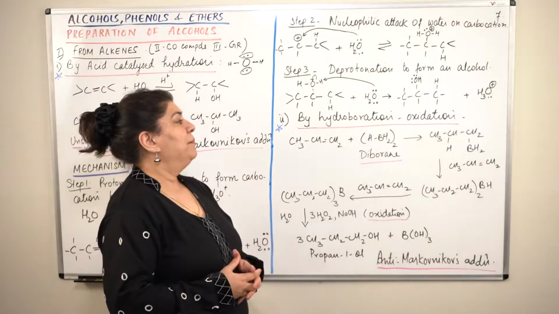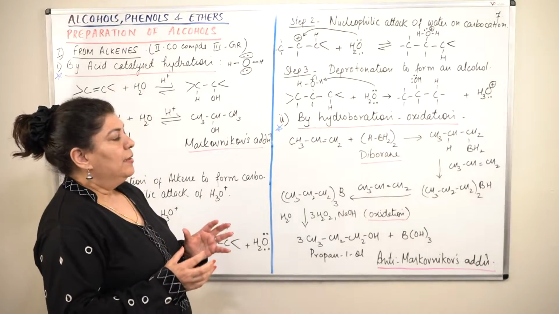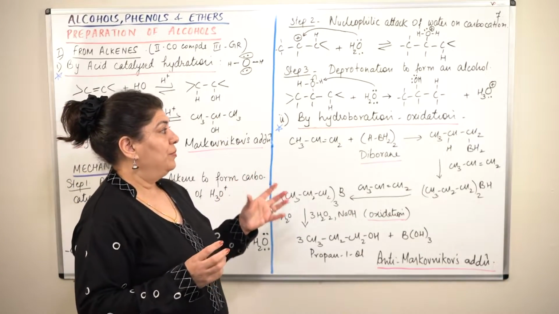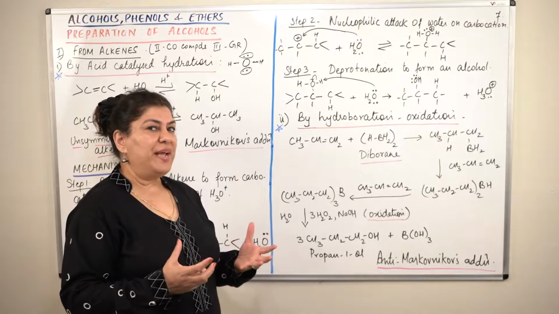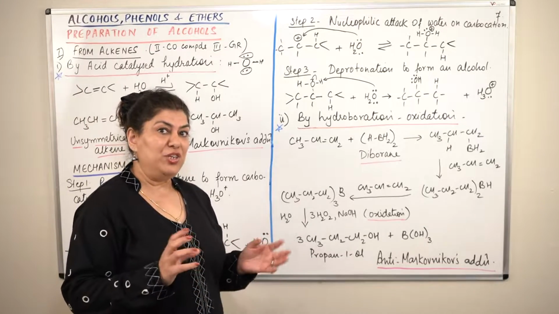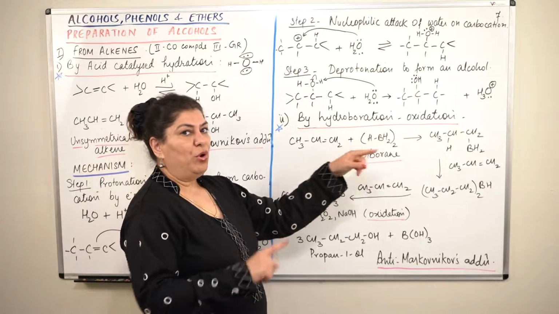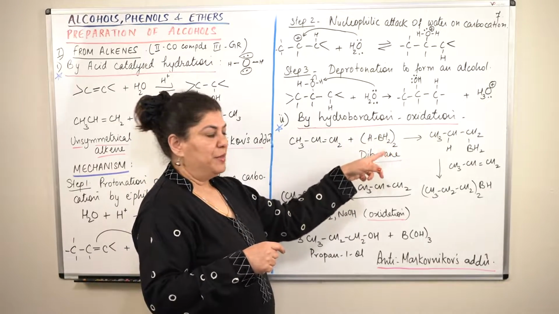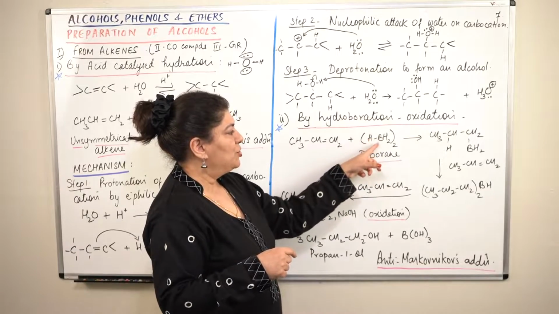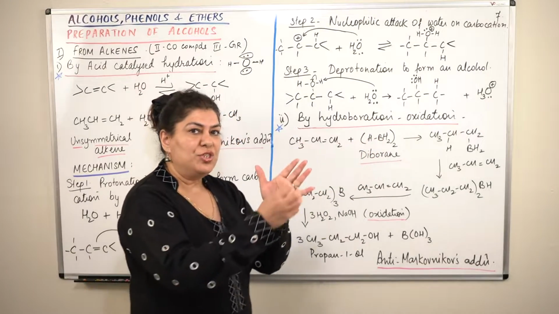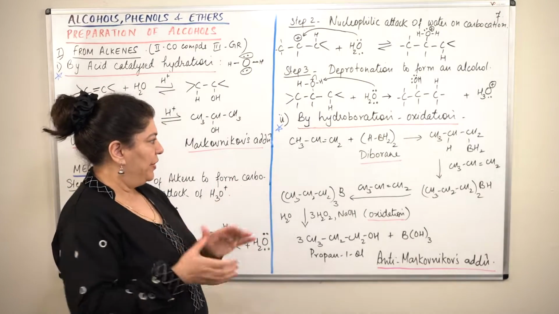The second method is by hydroboration oxidation. What is borane? Borane is BH3. And borane usually is more reactive in the form of diborane. When two molecules of borane get together, they form diborane. BH3 is one molecule; two molecules together make a dimer, BH3 whole twice. It's written in this way to show you that one of the hydrogens at each step will be separating out. So it is (BH3) whole twice, diborane.